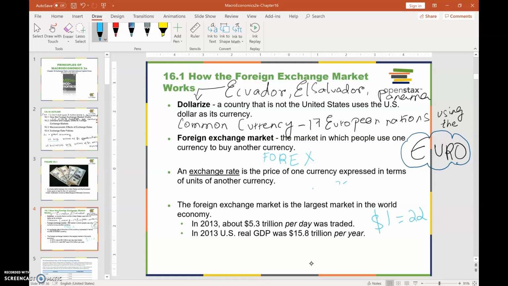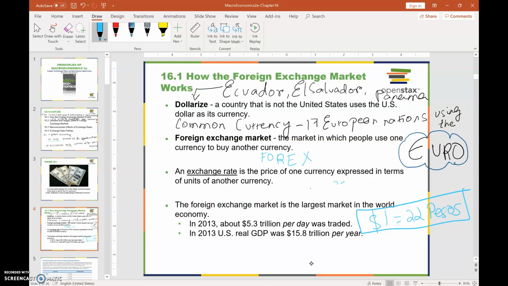I just got confused writing the same numbers. So I just wrote down $1 is equal to 22 pesos. This is the price of a dollar. Now I can write 1 peso is equal to 1 over 22 dollars.